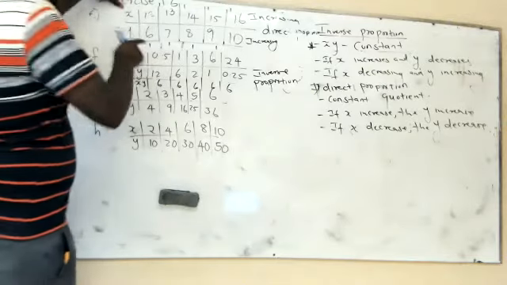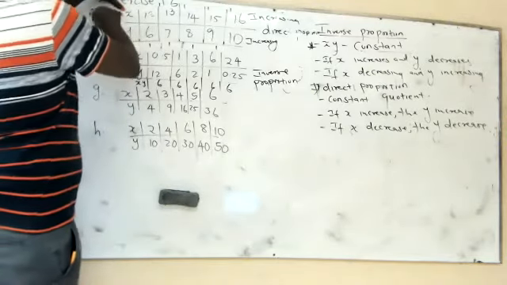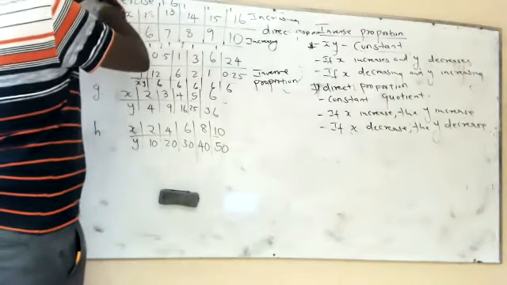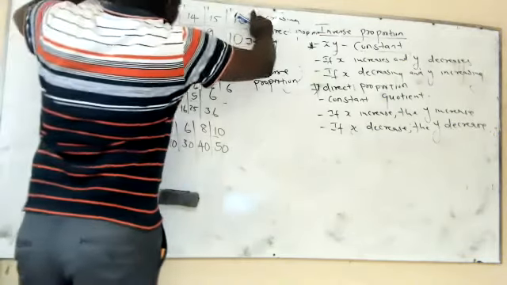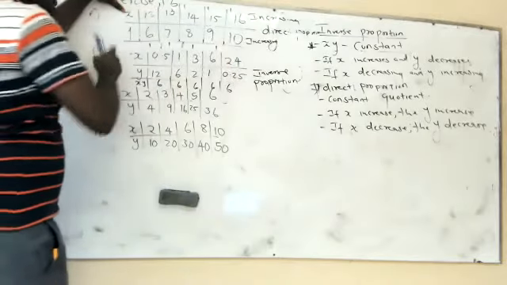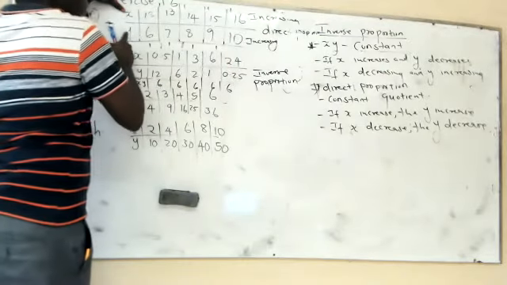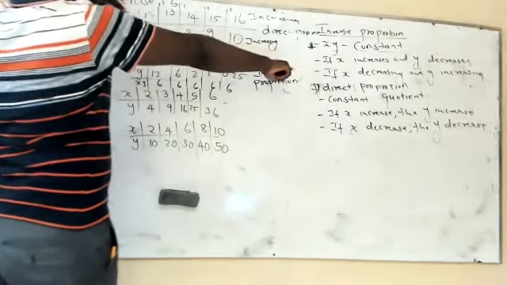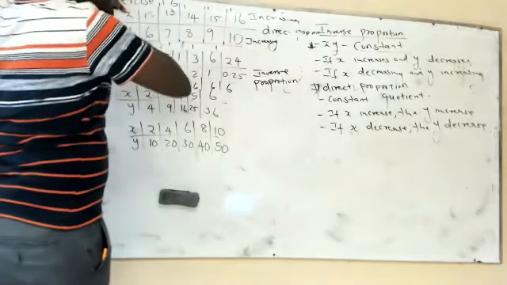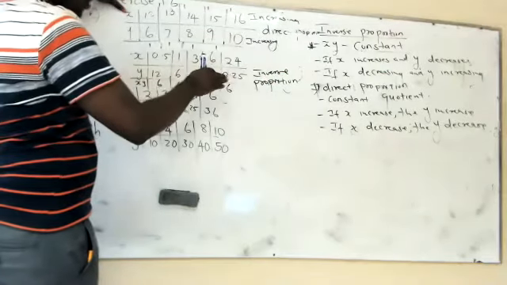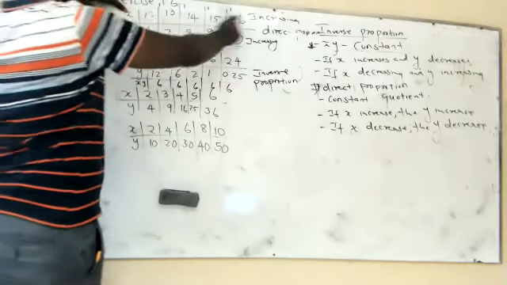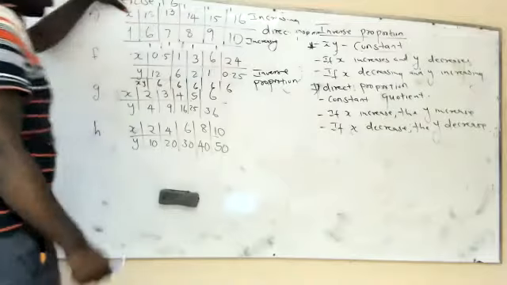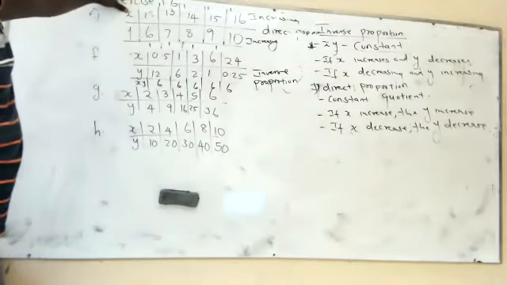So for the direct proportion, it says that if x is increasing, if these values of x are increasing, then it's a must that the values of y must also be increasing. If they decrease, then you must know there are problems there. So both the values of x and the values of y must increase. Are we all together with that explanation?